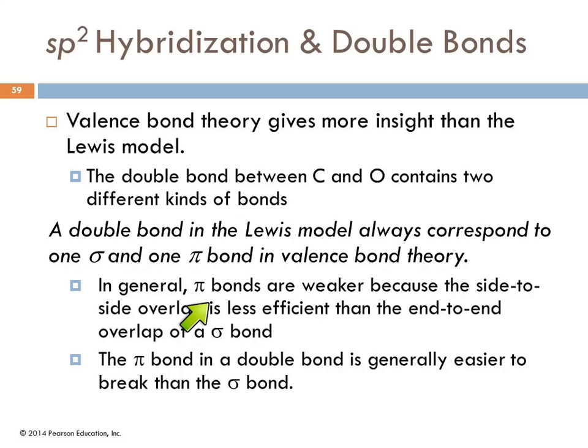Those pi bonds are generally weaker because that side-to-side overlap is not as efficient as the end-to-end, because it's kind of a stretch for everybody involved. And so we find that the pi bond is easier to break than the sigma bond. And this matches up with what we observe in many, many situations, that the pi bond will break and the sigma bond will remain intact. Lewis theory does not predict that at all. It assumes that they're equal.